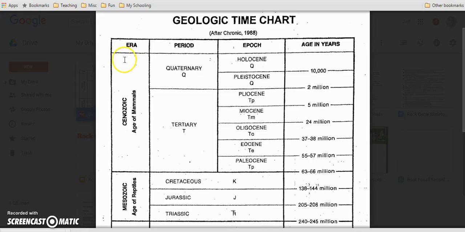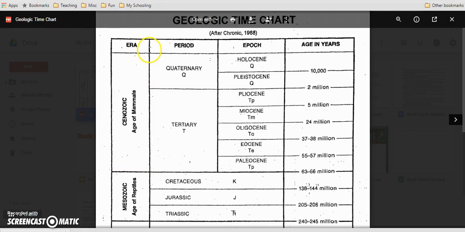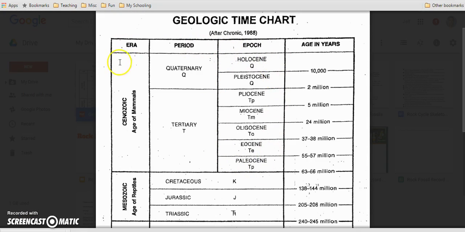Eras, so say this is the Cenozoic era, eras can be split into periods. So periods are periods of time within that larger era. Now epochs are further divisions of that era, which has been split into periods, which have now been split into epochs.